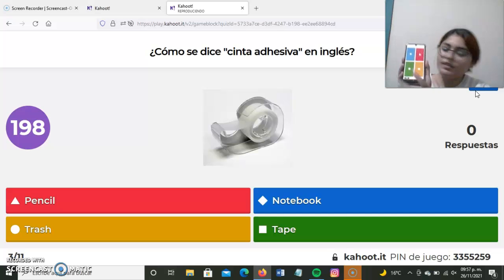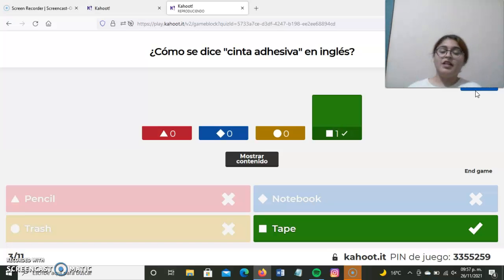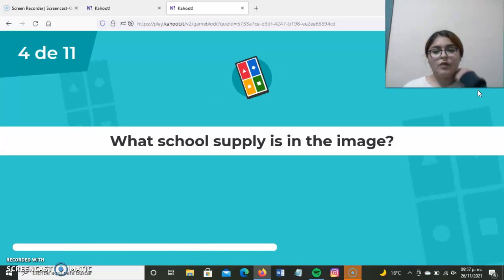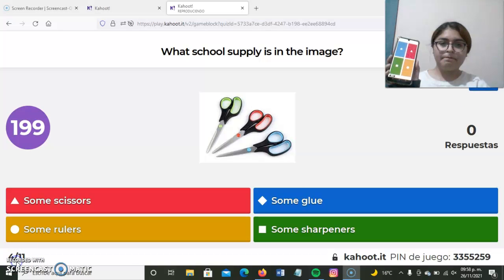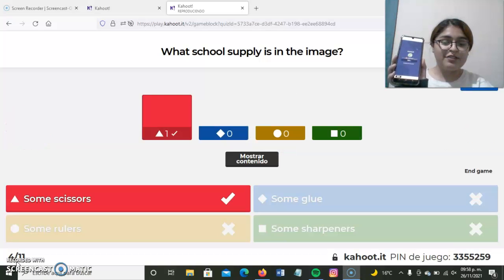And the correct answer is tape. La respuesta correcta es tape. What school supply is in the image? Think about it. The correct answer is some scissors.